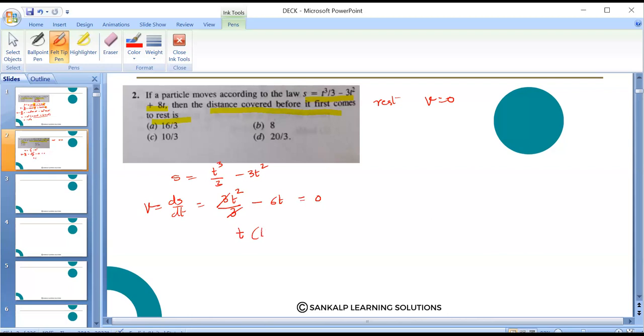Take t common. T minus 6 equal to 0. T equal to 0 and 6. So first time it will come to rest at t equal to 6. So the distance covered S of 6, what is the position at 6? It is 6 cubed by 3 minus 3 into 6 square plus 8 into 6.